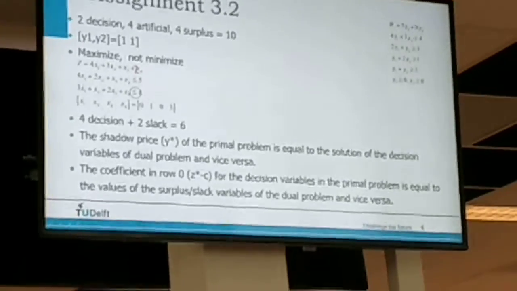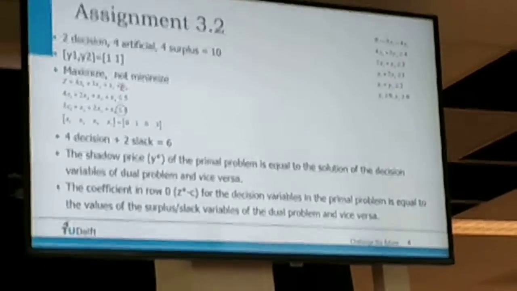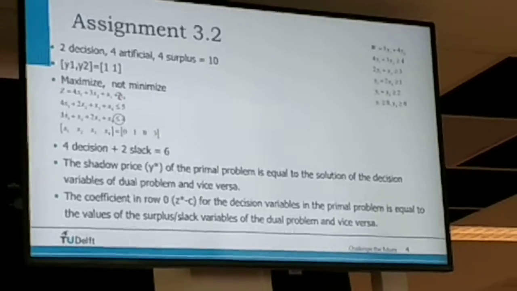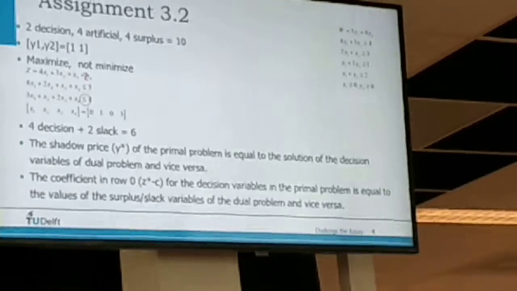So if you want to solve this one, it's actually a lot easier because we only need 4 decision variables and we only need to add 2 slack variables. So we only have 6 to solve. So our simplex tableau is actually a lot smaller, so it's a lot easier to solve.